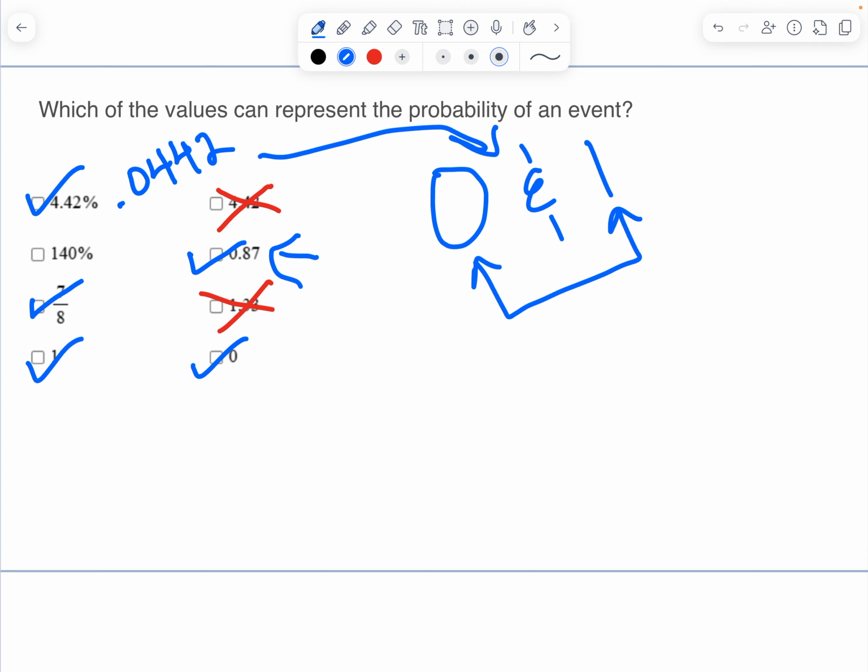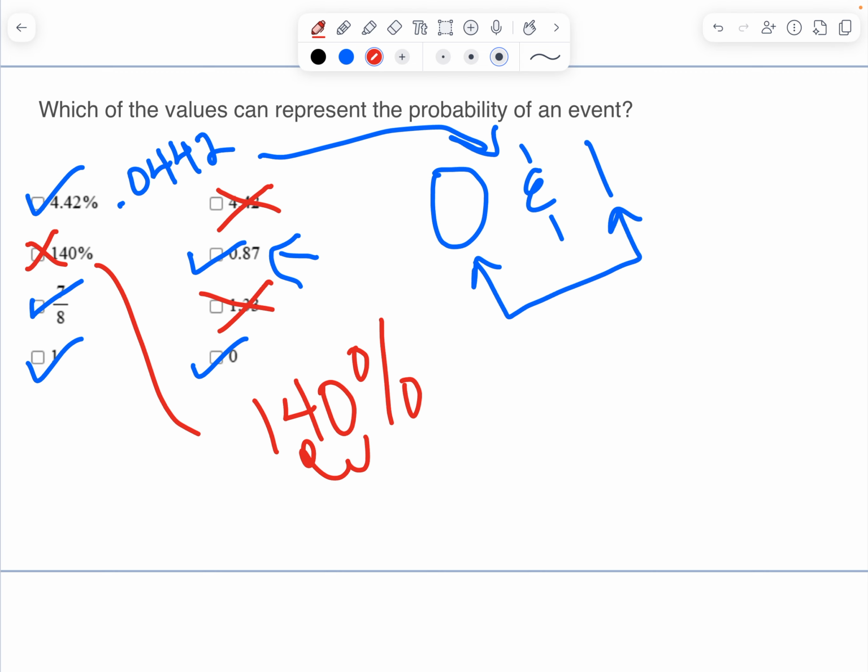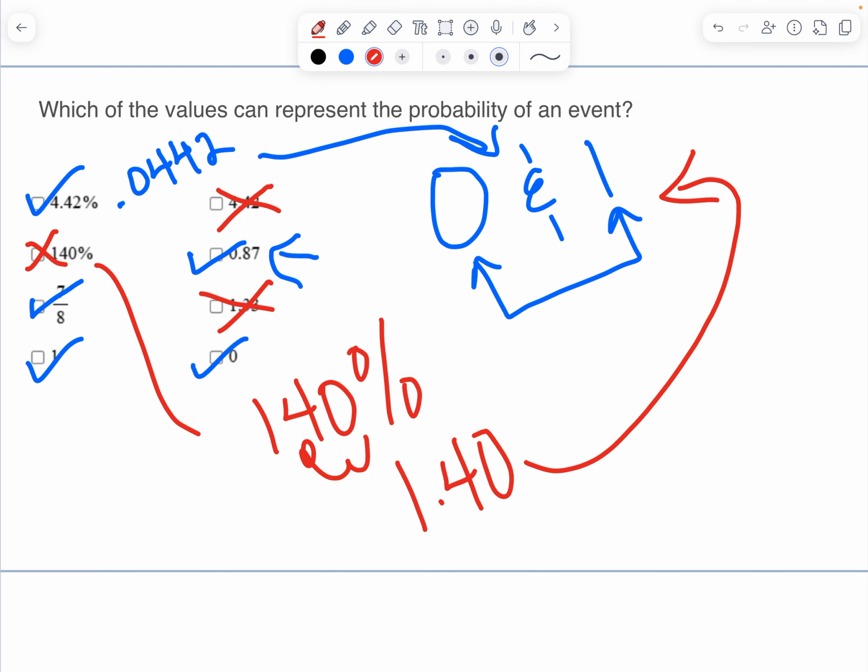We are going to say no to 140%. So let's think about this. If we were to change that into a decimal, your decimal would be 1.40, which is greater than 1. So that's why that's a big no on that.